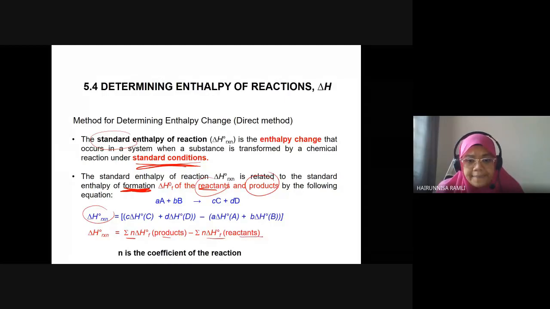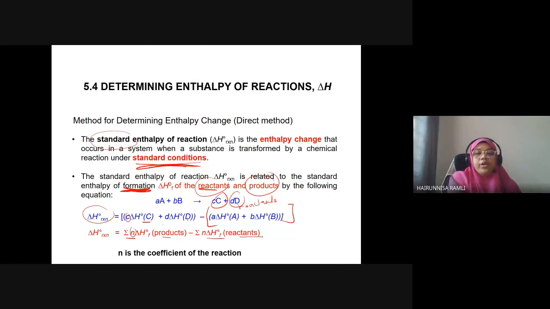So basically, N ni adalah coefficient tadi kan. So c, you multiply with the enthalpy of C. And then ada C dengan D kan, product. So d multiply with the enthalpy of D. And then minus, okay, subtract with the value for the reactant. Okay, so product tolak reactant. Basically, nama pun direct method, so dia punya ni adalah direct. And dia mesti enthalpy of formation. Okay, dia tak boleh enthalpy lain.